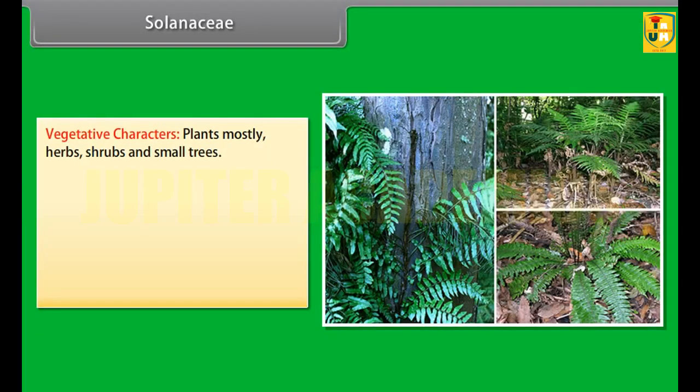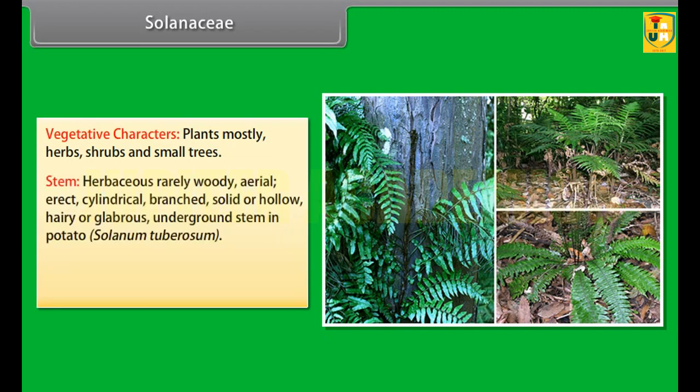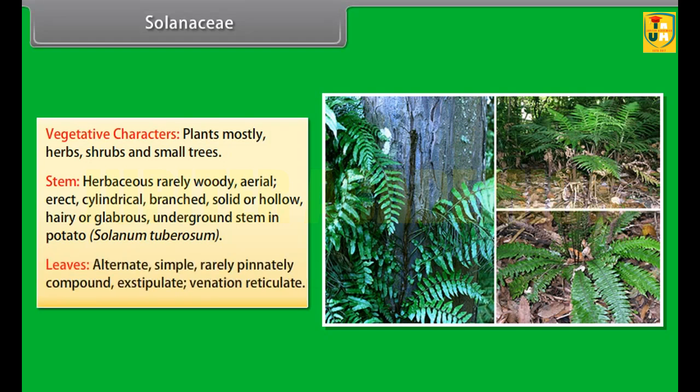Vegetative characters. Plants mostly herbs, shrubs and small trees. Stem. Herbaceous, rarely woody, aerial, erect, cylindrical, branched, solid or hollow, hairy or glabrous. Underground stem in potato, Solanum tuberosum. Leaves. Alternate, simple, rarely pinnately compound, exstipulate, venation reticulate.